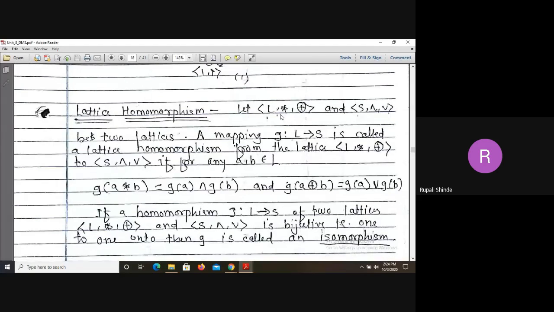So here just two lattices are given, L and S, and the mapping g is given from L to S. Then this mapping is called a lattice homomorphism if you take any two elements a and b that belong to L, g of a * b is equal to g of a ∧ g of b, and g of a ⊕ b is equal to g of a ∨ g of b. So what did you understand from this definition? How have we written these two statements?